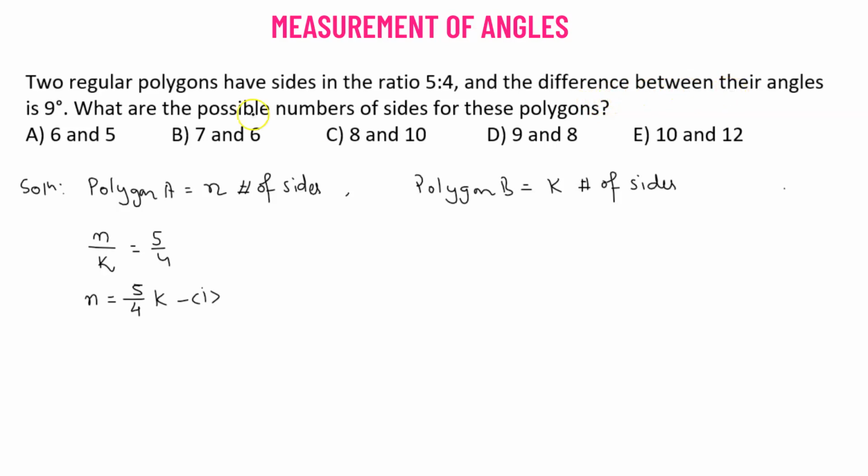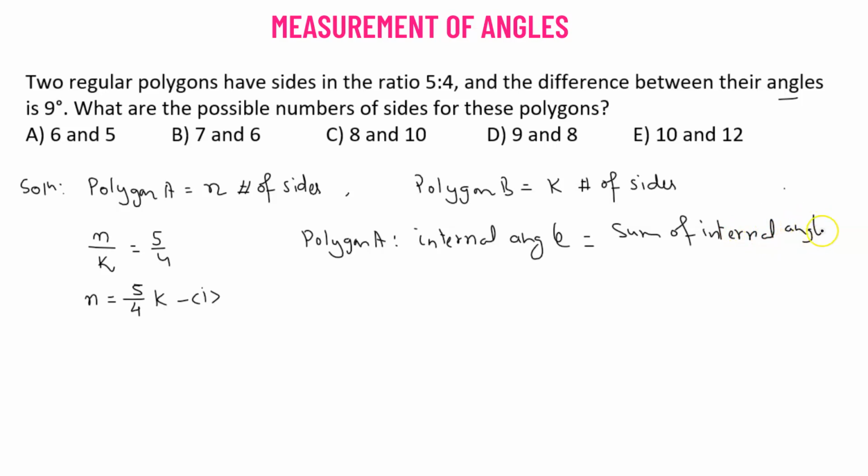It's given here that the difference between their angles is 9 degrees. So here we have to assume that we are considering the internal angles. So let's find out the internal angles of a polygon. If we're considering polygon A, then its internal angle is given by, first we'll have to find the sum of internal angles. Once we know the sum of the internal angles, because it's a regular polygon, we'll divide it by the total number of sides. The total number of sides is going to give us the measure of each internal angle. For polygon A, this will be divided by n.